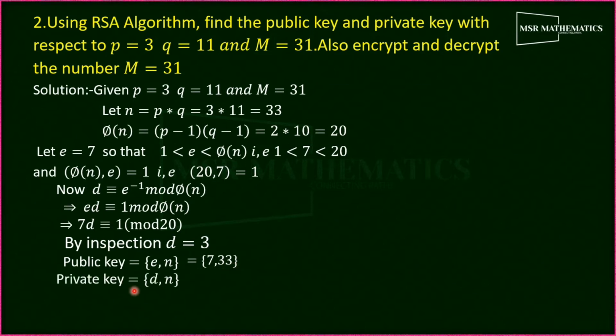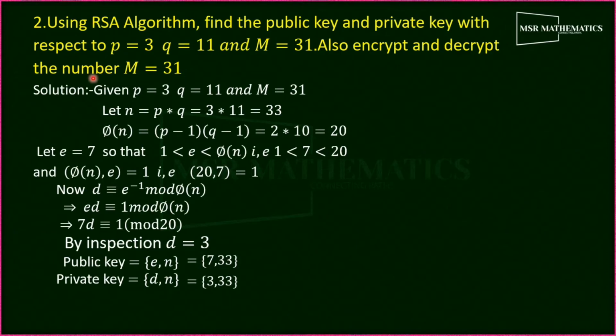Similarly, private key is D comma N. Here our D is 3 and N is 33. So we get public key and private key values. Here to find public key and private key, we want E value, D value and N value. Next, half part of the problem is complete. Here we have found public key and private key. Also we have to encrypt and decrypt the number capital M equal to 31.